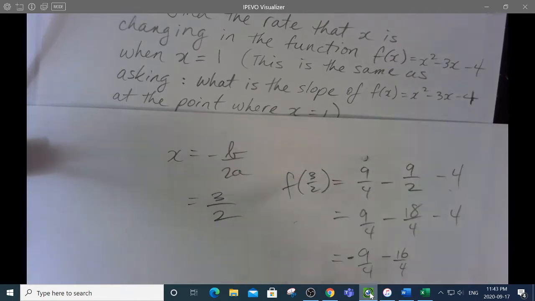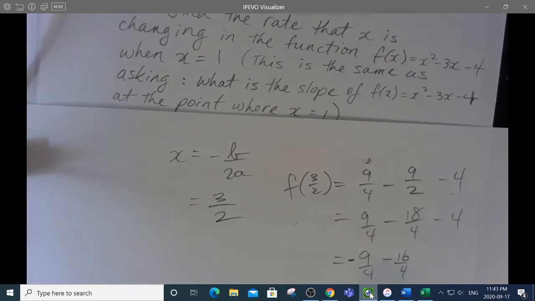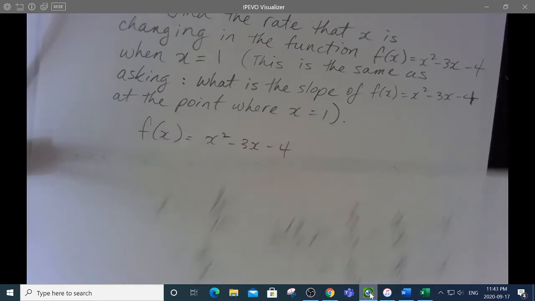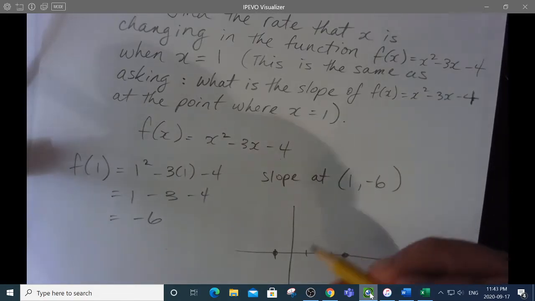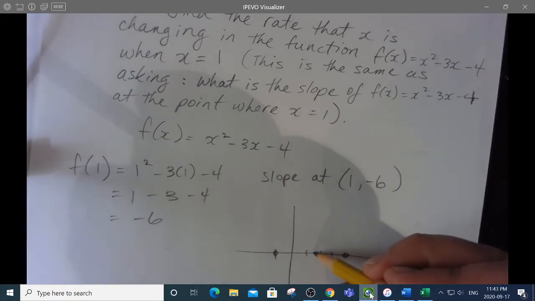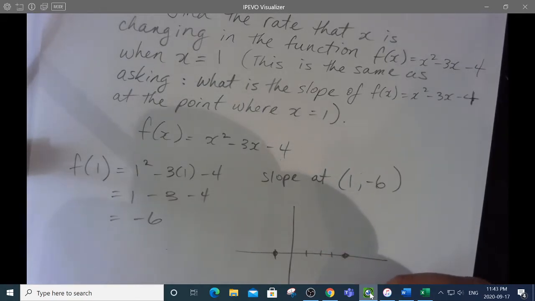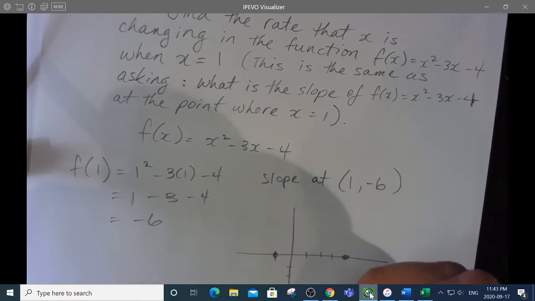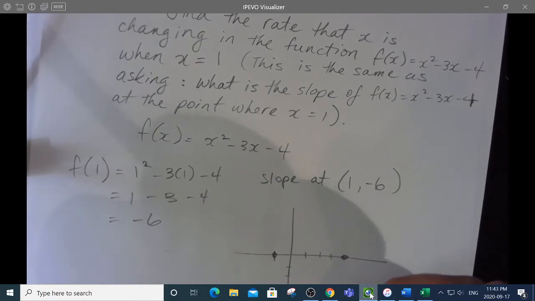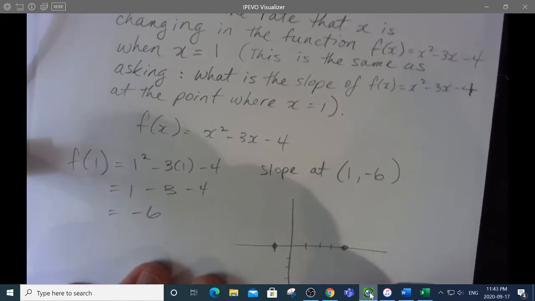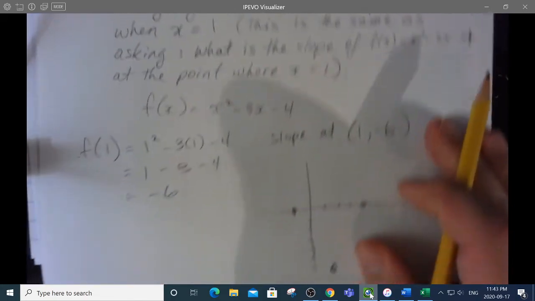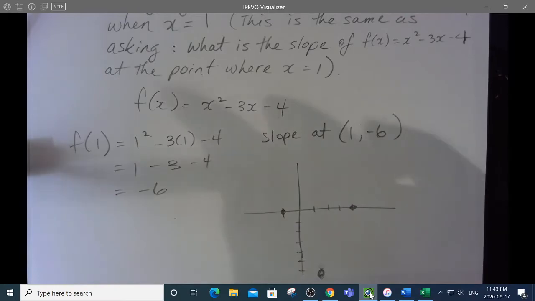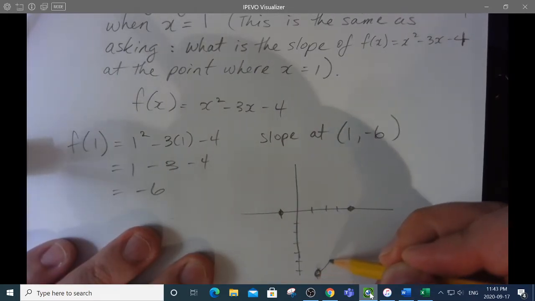Okay, so what are those two numbers? This is 1.5, and this is negative 6 3/4. So 1.5, and then negative 6 3/4, way down here someplace. Good enough. Further down. Make a bigger dot. Good enough. There we go. There's our parabola. So our parabola looks like this.